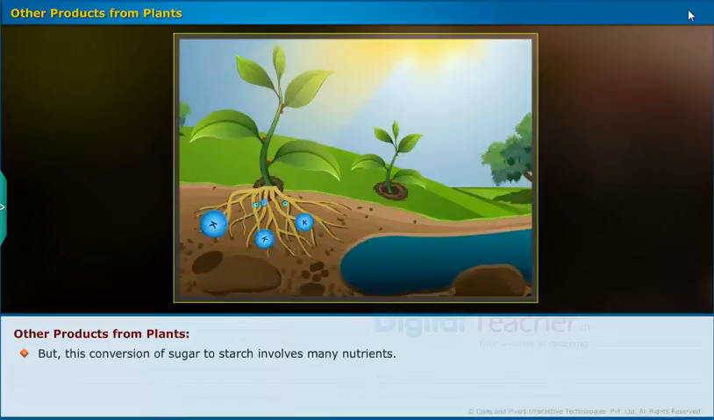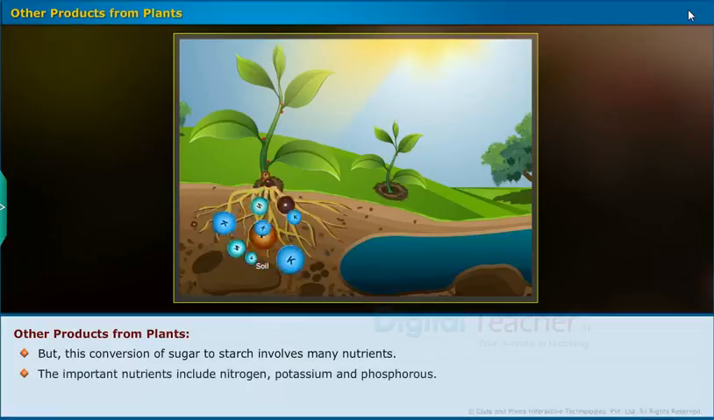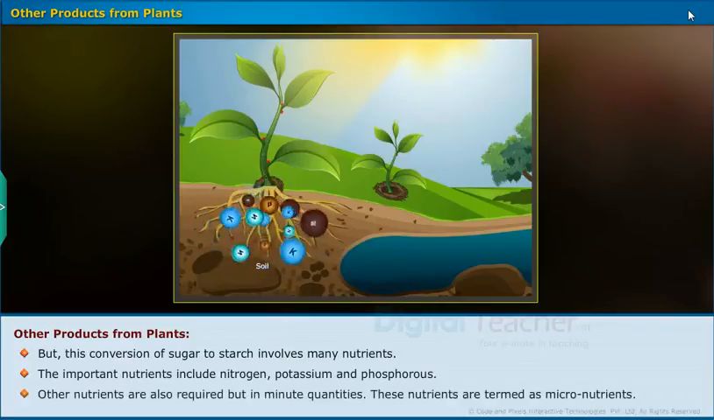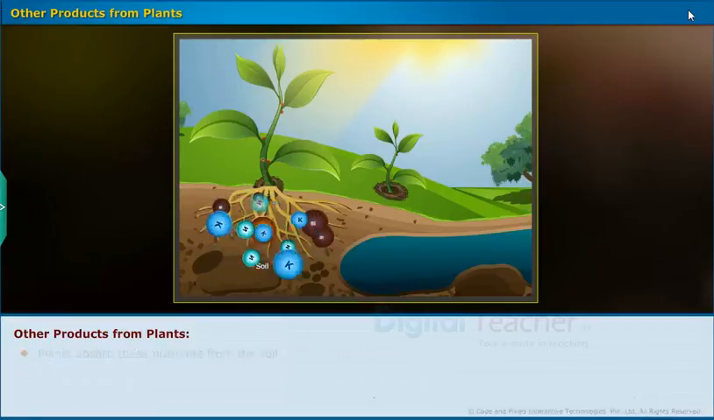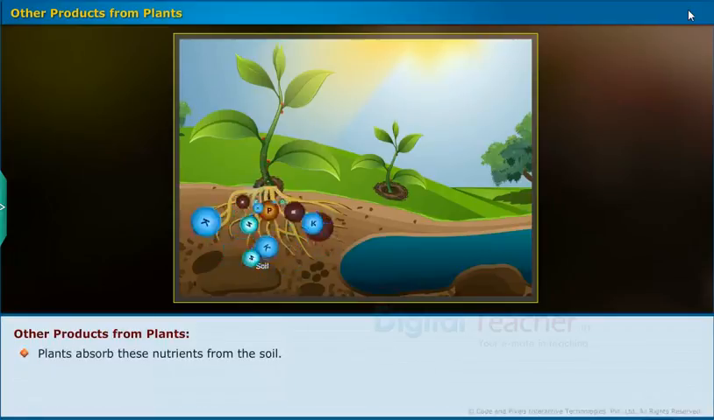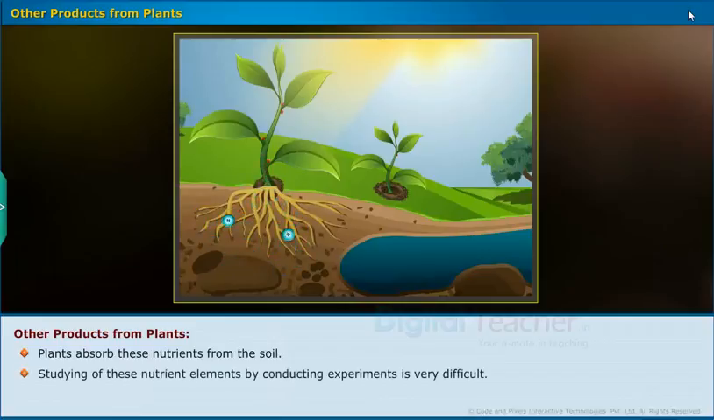But this conversion of sugar to starch involves many nutrients. The important nutrients include nitrogen, potassium, and phosphorus. Other nutrients are also required, but in minute quantities. These nutrients are termed as micronutrients. Plants absorb these nutrients from the soil. Studying these nutrient elements by conducting experiments is very difficult.